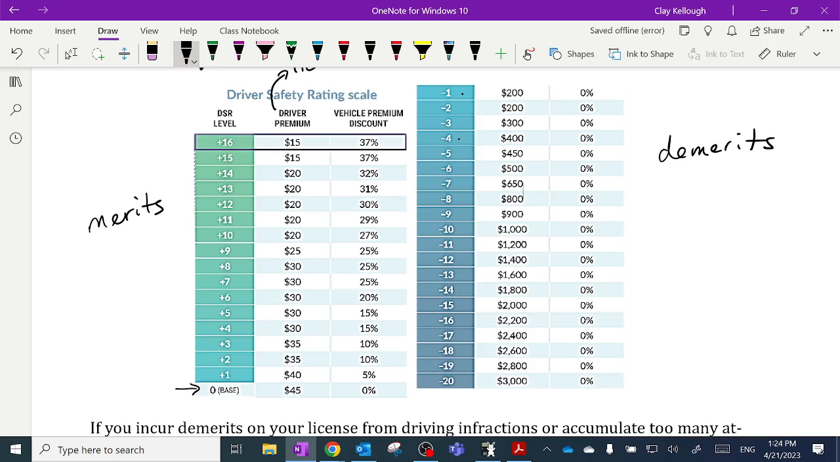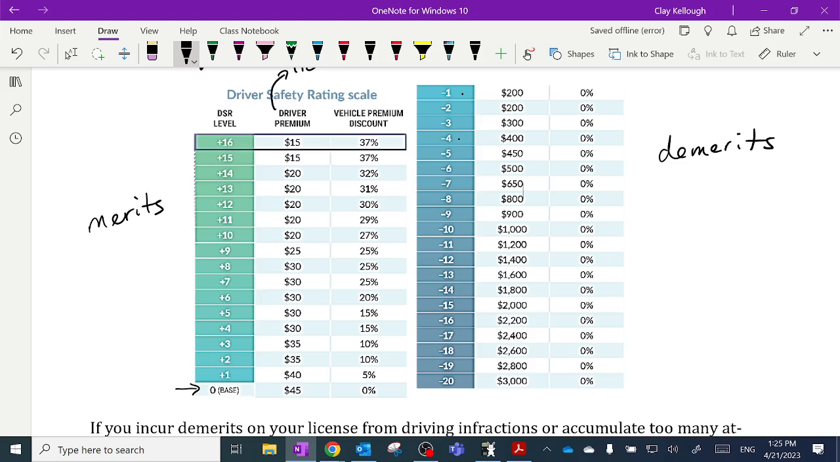But if you avoid moving violations and tickets for speeding and stuff like that, and you don't cause any accidents, you go up the scale pretty quickly. My license cost me $15 because I've maxed out. I'm at the top. Knock on wood. In addition to your license being cheaper, your insurance gets cheaper. If you max out like me, you get a 37% discount on your insurance. And of course, there are no discounts if you're in the negatives.